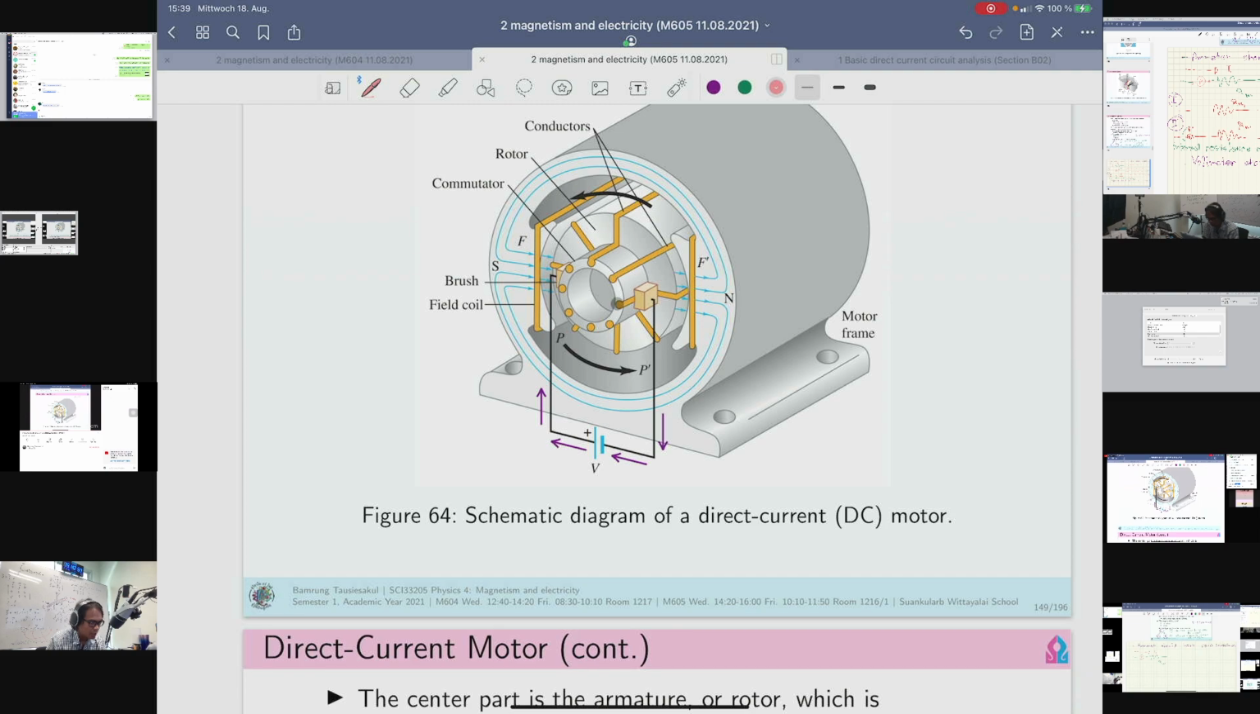There is a brush here. It's called a commutator. The commutator is used to transfer the current from the external voltage source. This is like a battery. A battery has a positive polarity and a negative polarity.